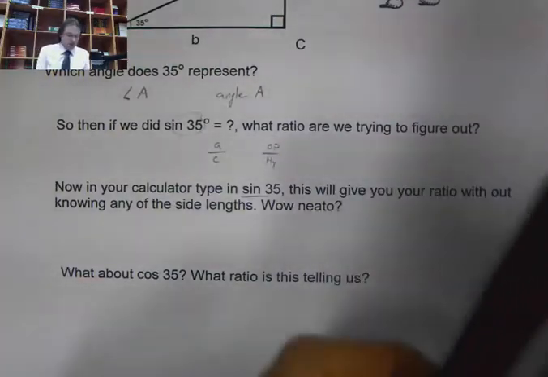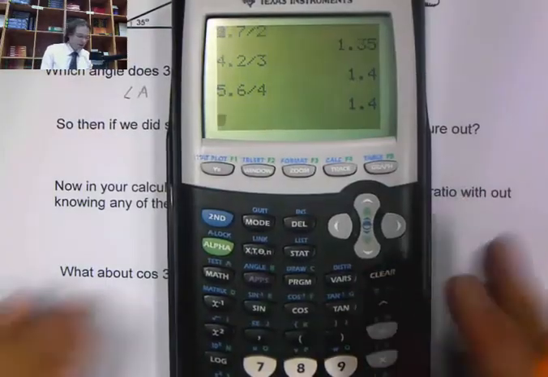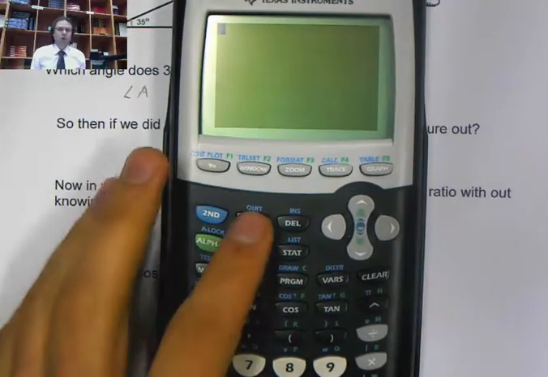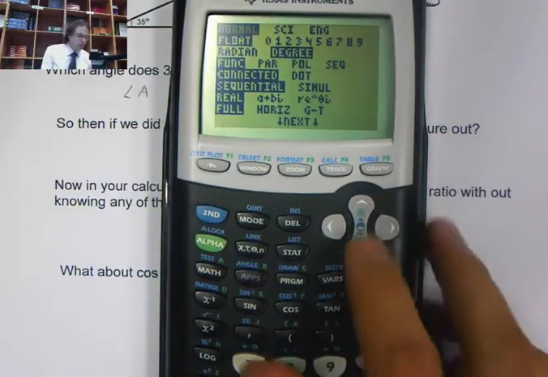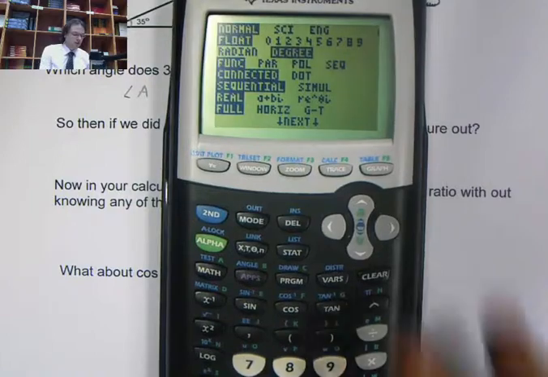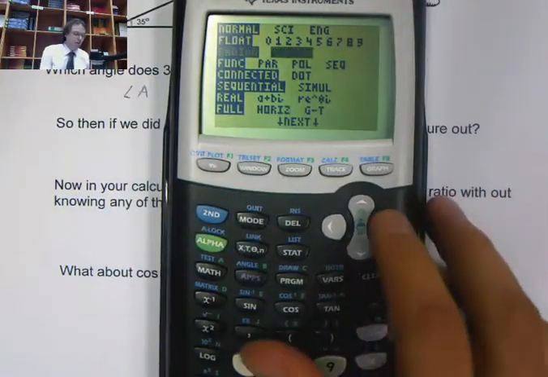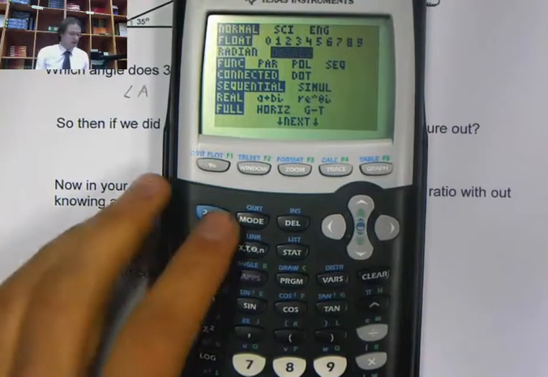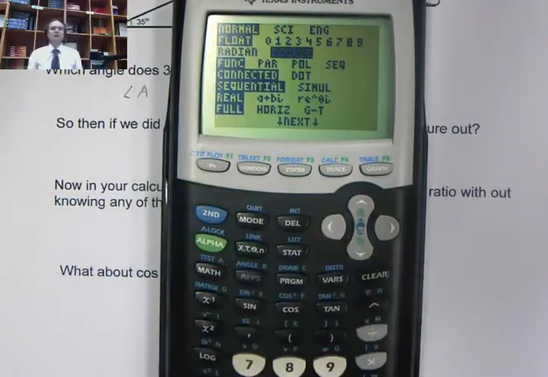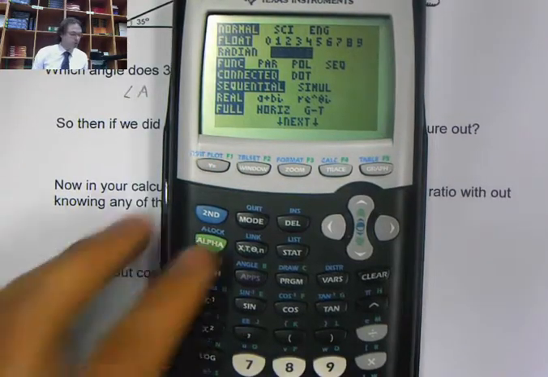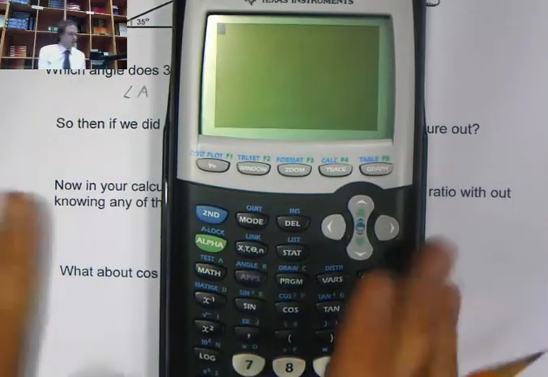So, first of all, I'm going to put on my calculator and clear it. I'm going to have to go to my mode, and I want to make sure my calculator is in degrees. If the radian is highlighted, we have to go over and put it into degrees. We won't be using radians until grade 12 mostly, and maybe a little bit in grade 11.